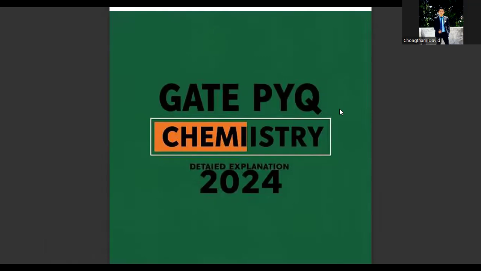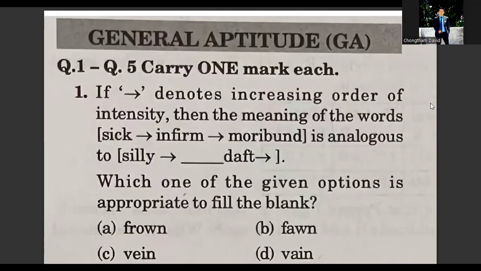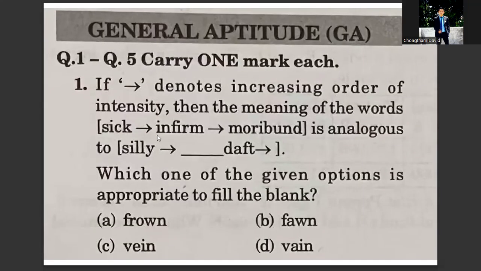So, the first section will be the aptitude part. Let us go through this question. If the arrow denotes increasing order of intensity, then the meaning of the words sick, infirm, moribund is analogous to silly, blank, draft. Which one of the given options is appropriate to fill in the blank?